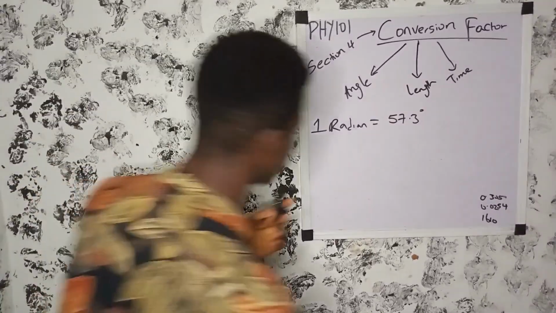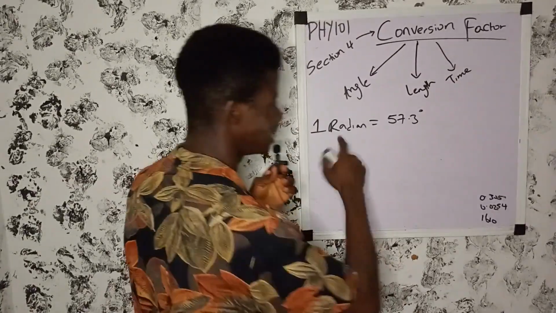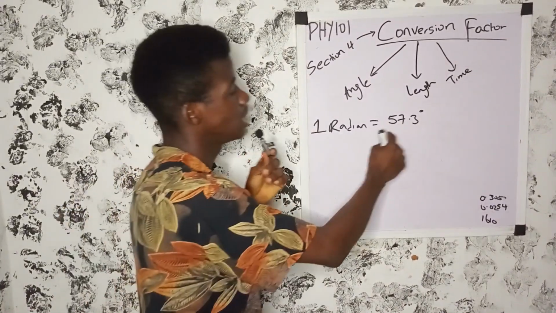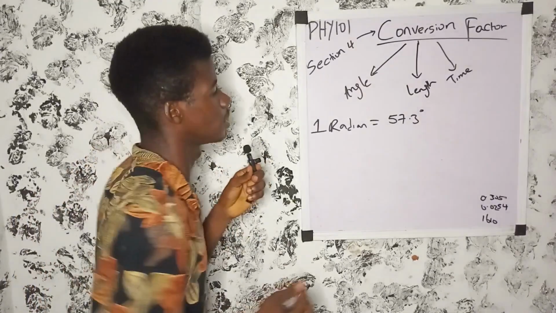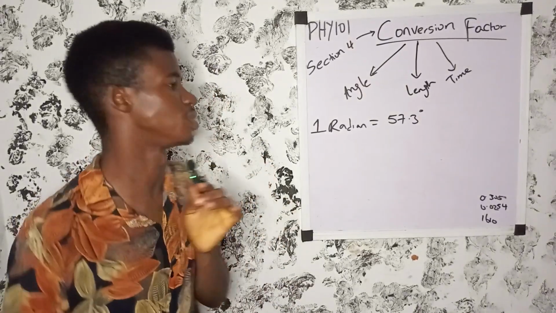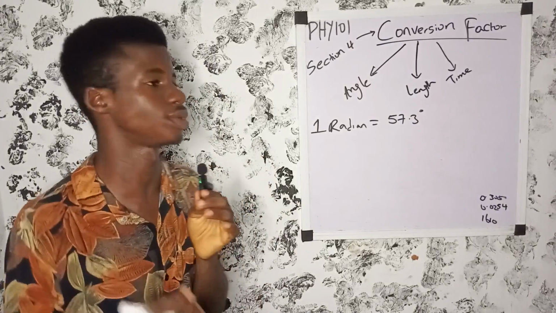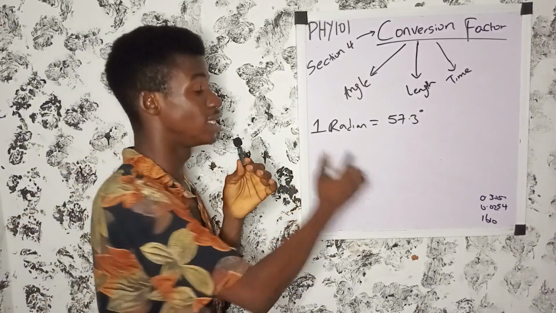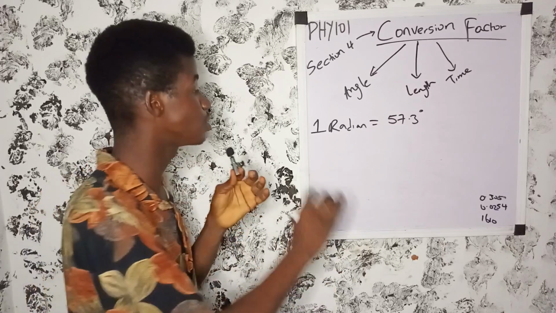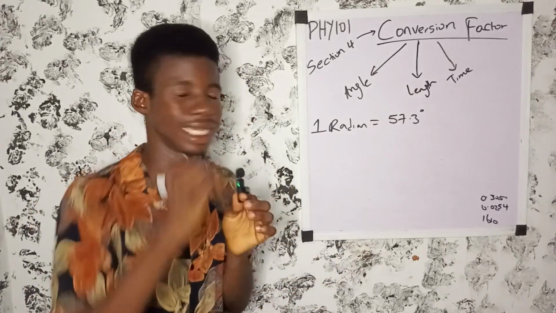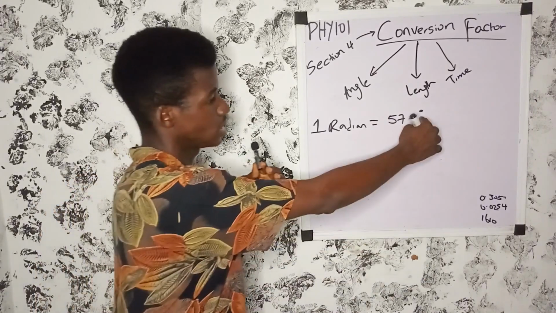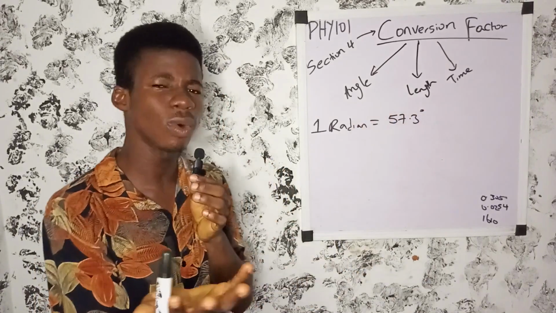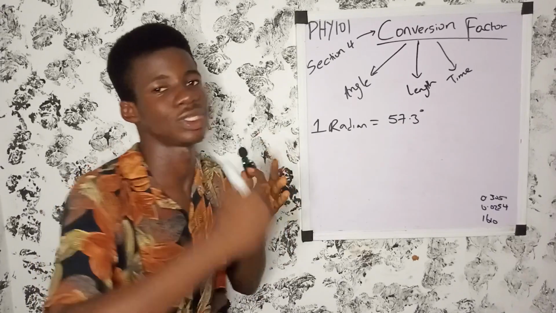Okay, I told you guys that 1 radian is equal to 57.3 degrees. Now if they give a particular question, and in that question the angle is in radians and you are expected to solve using degrees, how are you going to convert from radian to degree?